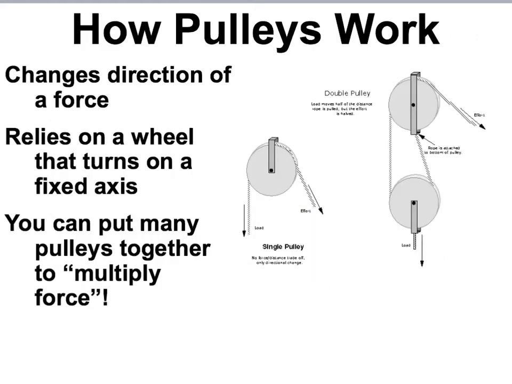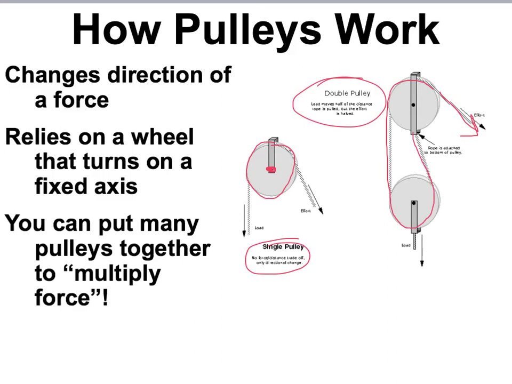The last type of machine we want to talk about is a pulley. And how a pulley works is a lot of times it changes the direction of a force. And it relies on a wheel, like this, that spins on a fixed axis, right here. Now, a cool thing that we're going to learn about in this unit is how you can put a whole bunch of pulleys together. So here's a single pulley, like what we've been working with, and here's a double pulley, where you'd be pulling this way, and the rope wraps around multiple pulleys.